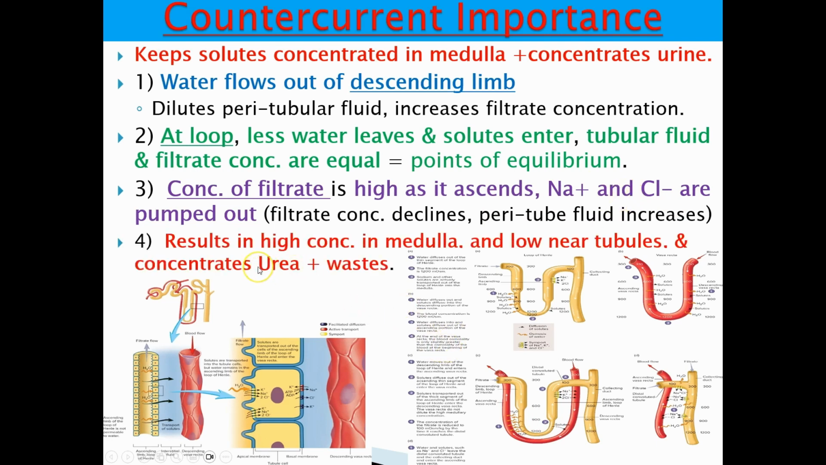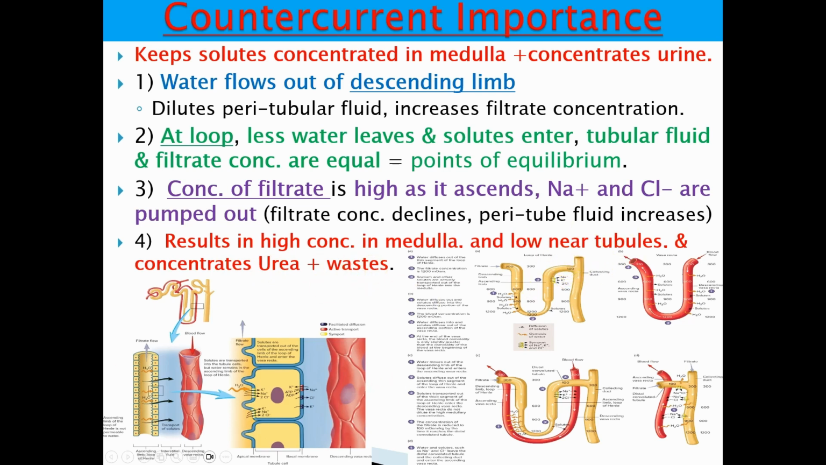All right. The main point of countercurrent multiplication is really this. It results in a high concentration of salts in the medulla and low near the actual tubules, meaning the PCT and the DCT. As I mentioned earlier, some people consider the nephron loop as part of the tubules, but really we should be thinking PCT and DCT is the tubular network, and we should think of the loop as literally the loop. All right, so it's going to be low near the tubules, and that's what allows us to concentrate urea and waste within the tubules.